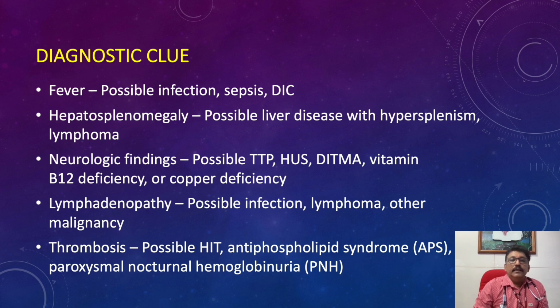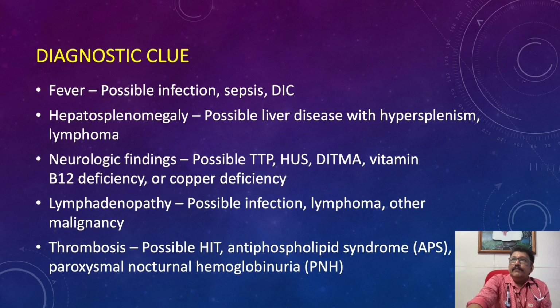Hepatosplenomegaly indicates liver disease, hypersplenism, lymphoma. Neurological findings like neuropathy indicate TTP, HUS, vitamin B12 deficiency, copper deficiency and so on. Lymphadenopathy indicates infections like dengue fever or any other viral fever, lymphomas, malignancies. Thrombosis suggests heparin-induced thrombocytopenia, antiphospholipid syndrome, paroxysmal nocturnal hemoglobinuria. All these things can occur. So, associated symptoms are very, very important.